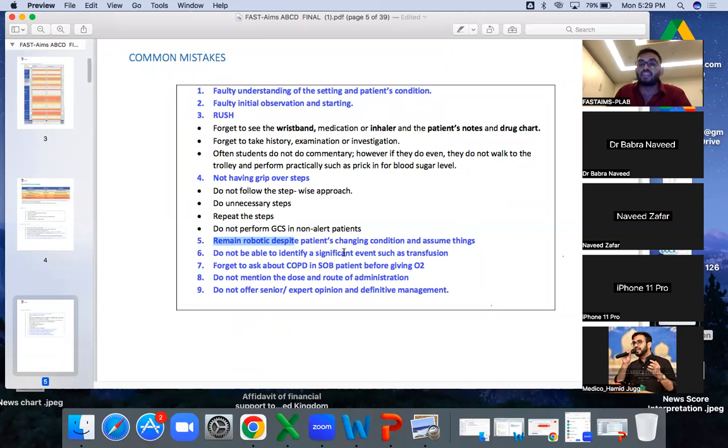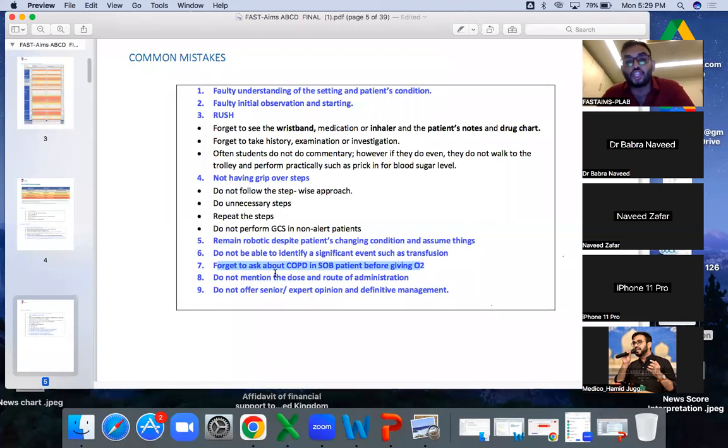Not being able to identify a significant event such as a transfusion is again one of the common failures. For example, if the patient says you suspect that he's having a transfusion, they do not identify that blood is going on and they keep it absconded. They do not reveal it all the way. So what you have to do is keep in mind, I will not miss any important significant step that may come. Forgetting is a very common mistake.